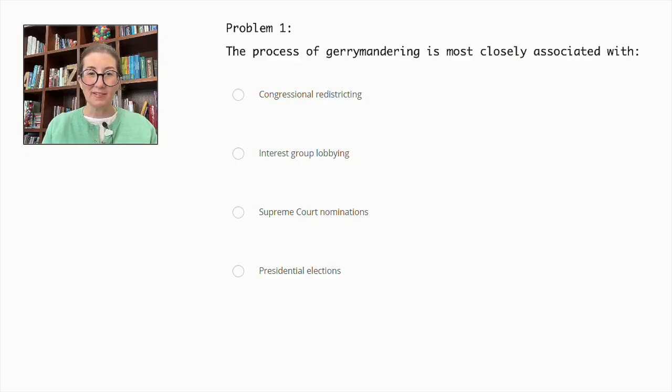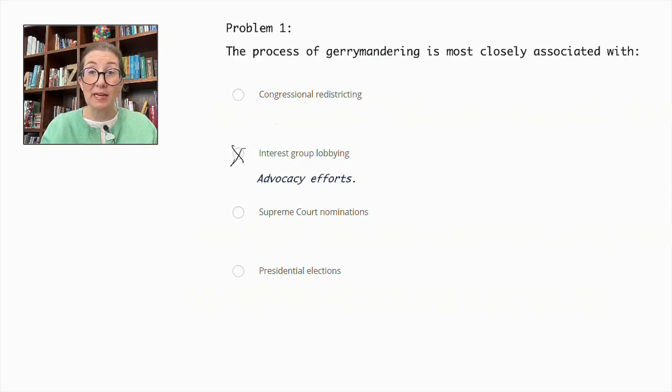Problem number 1. The process of gerrymandering is most closely associated with congressional redistricting, interest group lobbying, Supreme Court nominations, or presidential elections. Interest group lobbying involves efforts to influence legislation and policy decisions through advocacy, which is unrelated to the manipulation of electoral boundaries. So that is not the correct answer here.